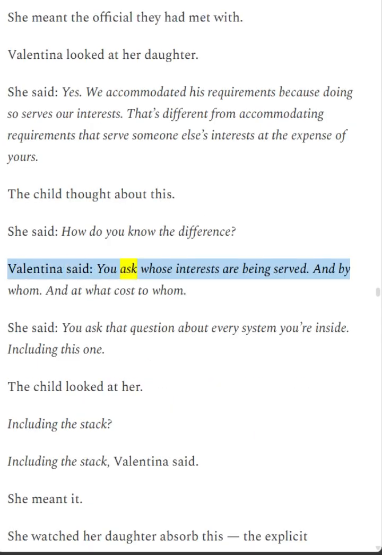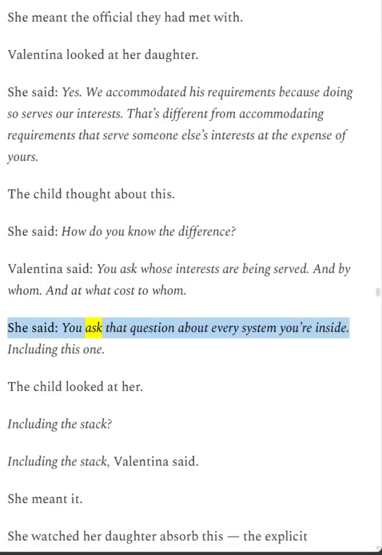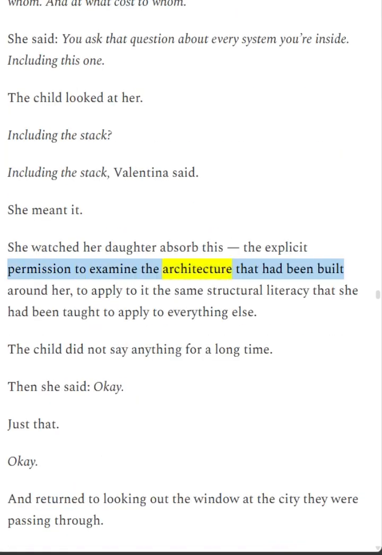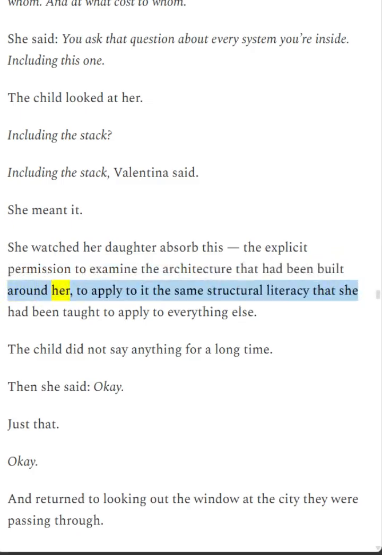Valentina said, "You ask whose interests are being served. And by whom? And at what cost to whom?" She said, "You ask that question about every system you're inside. Including this one." The child looked at her. "Including the stack?" "Including the stack," Valentina said. She meant it. She watched her daughter absorb this, the explicit permission to examine the architecture that had been built around her, to apply to it the same structural literacy that she had been taught to apply to everything else.